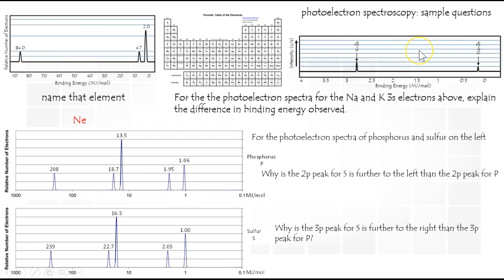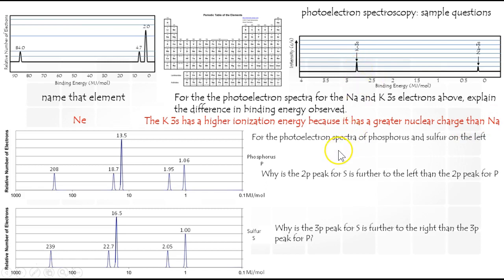Well, I think the answer is pretty straightforward. They're both in the same orbital, but potassium has far more protons, therefore higher binding energy, right? So it has a higher ionization energy because there's a greater nuclear charge. You have more protons.